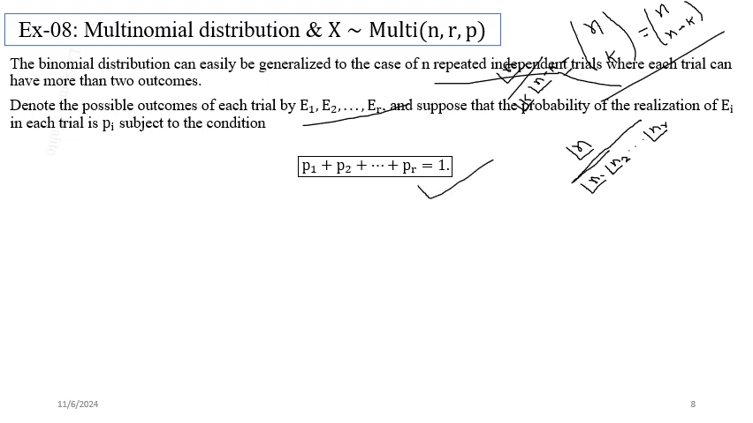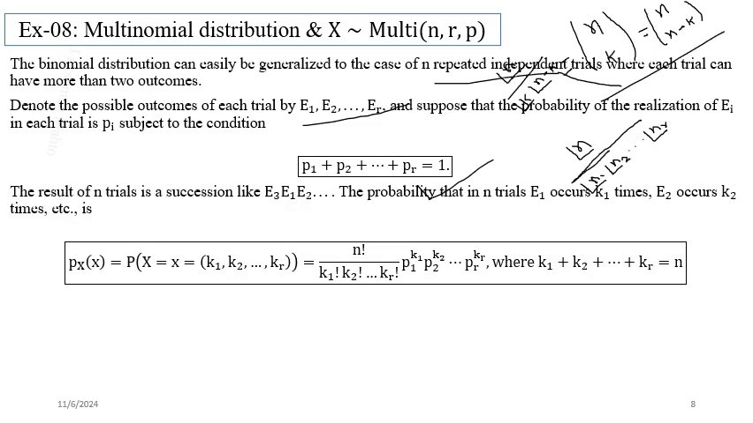So here, in the multinomial trial, what are we getting? We are getting a probability vector having r components. The first component is the probability with respect to the first outcome. You can decide which one is first and which is second, because these are finite in number. So the result of n trials is a succession like E3, E1, and this kind of product is coming. So the probability that in n trials E1 occurs k1 times, E2 occurs k2 times, and likewise it will go.